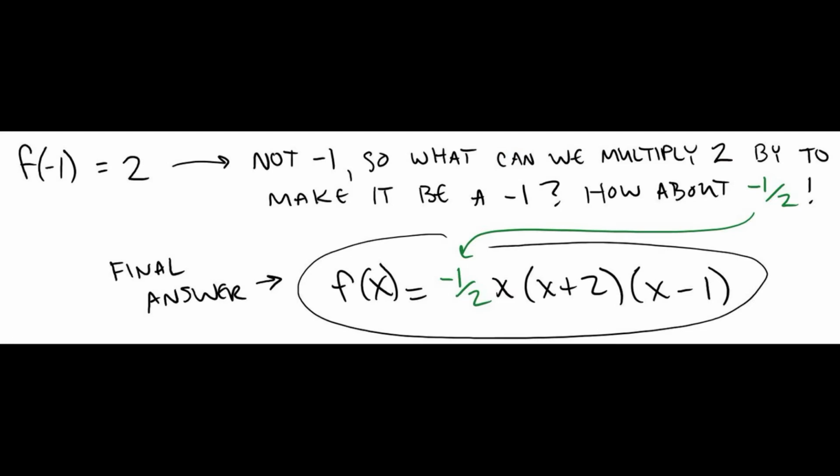So what can we multiply 2 by to make it be a -1? Well, how about a -1/2? So all we do is we take a negative half, we stick it in front of our first answer, and it's done. Because if you FOIL all this out, it'll satisfy all the conditions.